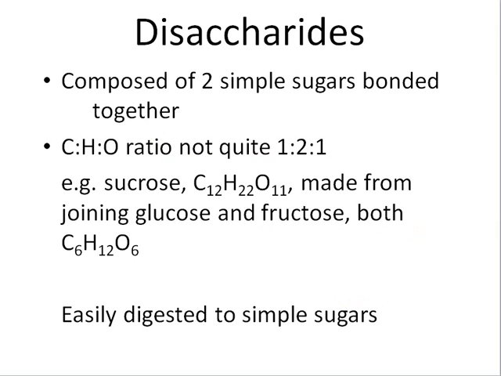The prefix di means two. Disaccharides are composed of two simple sugars. Table sugar, also called sucrose, is an example of a disaccharide. Like simple sugars, disaccharides contain only the elements carbon, hydrogen, and oxygen, but the ratio of these three elements is not exactly 1 to 2 to 1. Let's look at why that's the case.